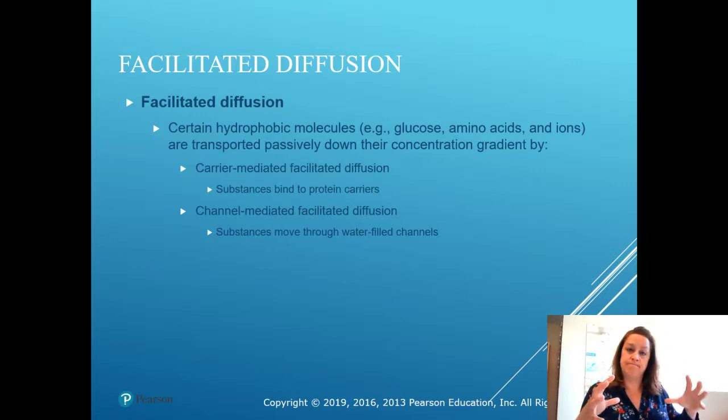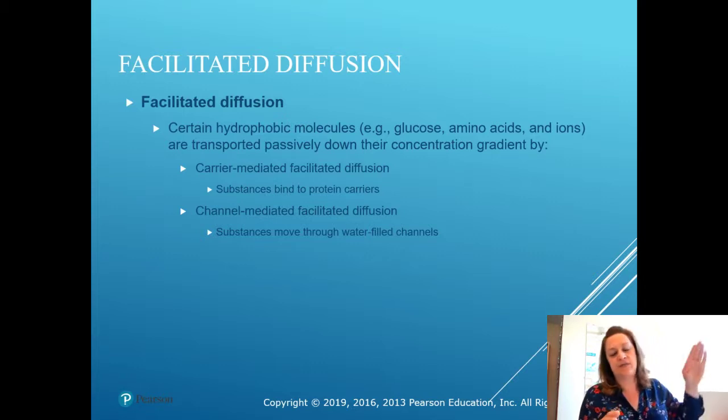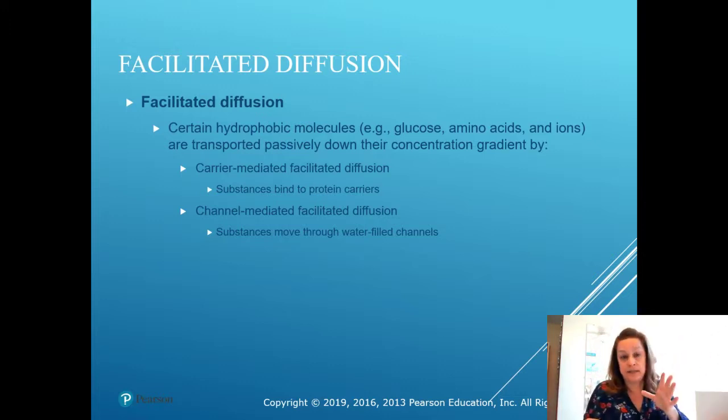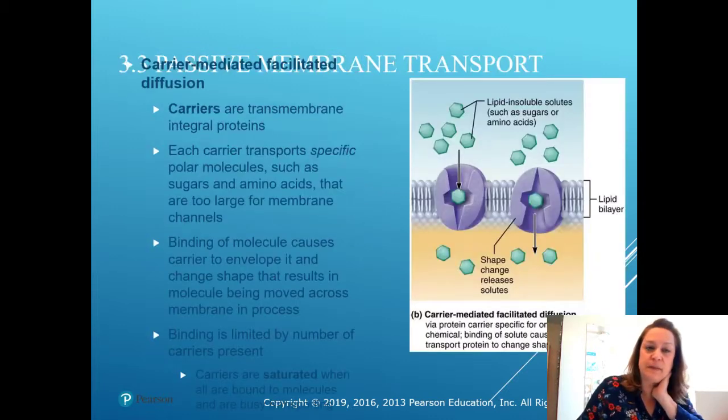Glucose is big and it is polar. So two strikes against it as far as moving right through the membrane. It has to be carried in by insulin, or it has to go through a channel. Amino acids can be big, they can be charged. Ions aren't necessarily large, but they definitely have a charge to them. So they will move down the gradient through a facilitated diffusion mechanism.